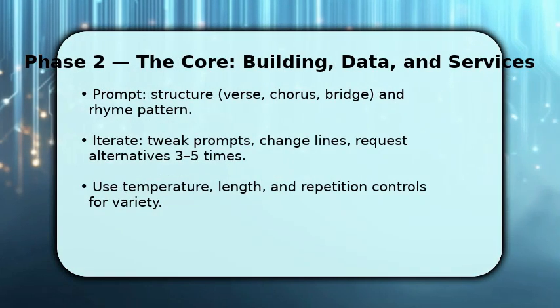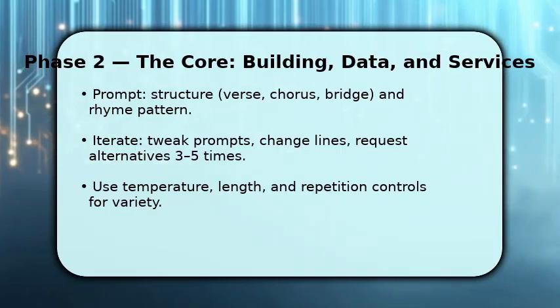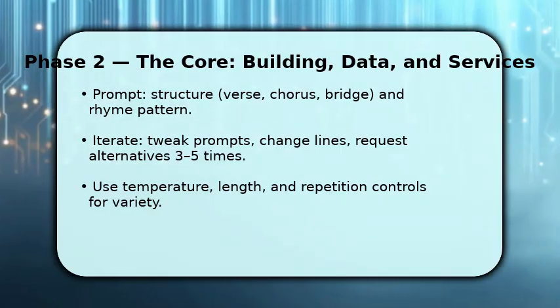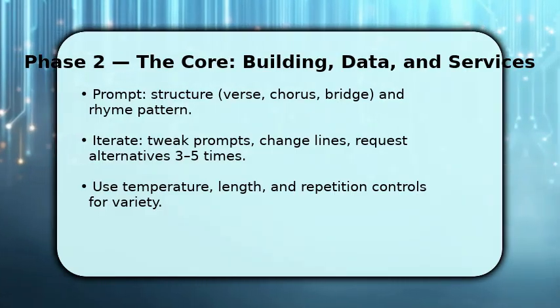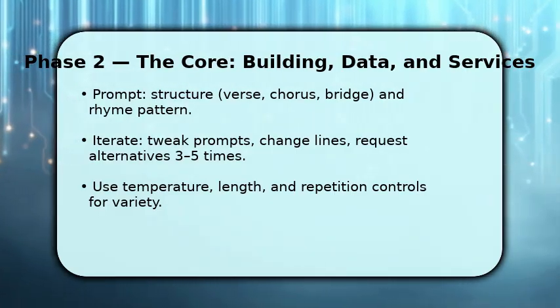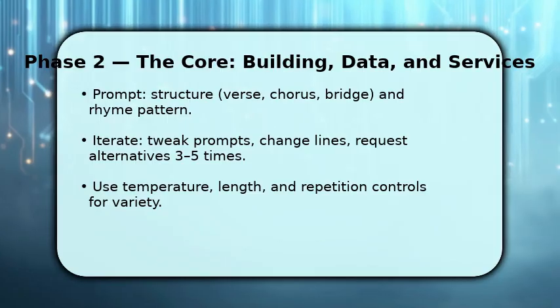You now craft a structured prompt. State verse-chorus-bridge order, syllable targets, rhyme scheme, and any melodic motif. Then generate a first draft and read it aloud. Mark weak lines and ask the AI for 3 alternatives per line.